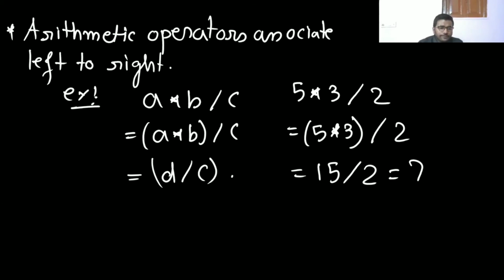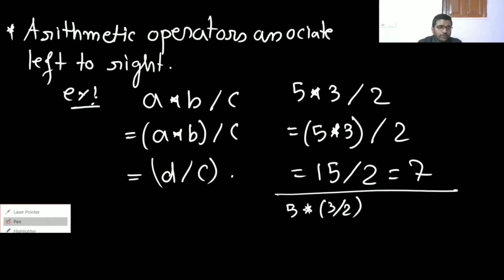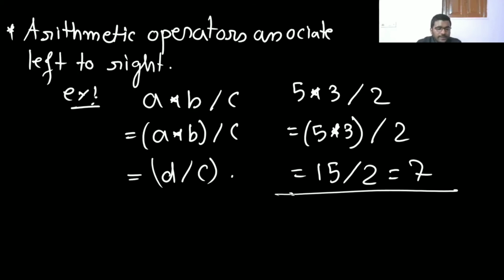So don't do this part first, because if you execute this first, then the answer will be wrong. If you first do 3 by 2, it will be 1.5, then 1, so it will be wrong. If it has the same precedence, then you go to the associativity, which is left to right. Okay, so that we have seen arithmetic operations.